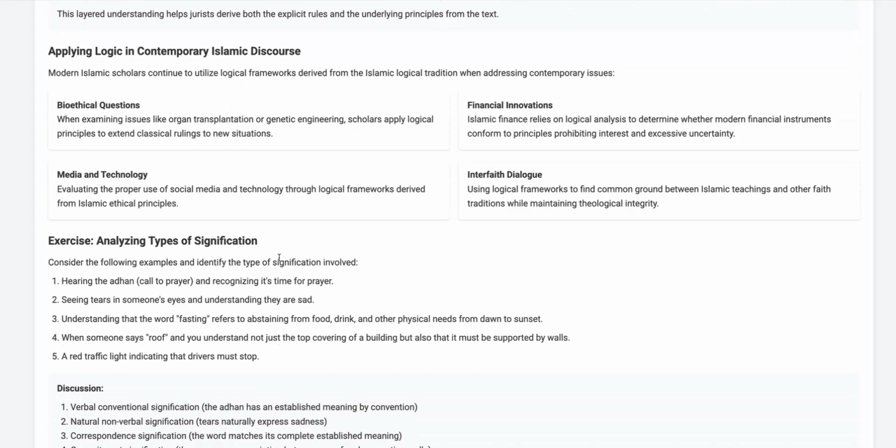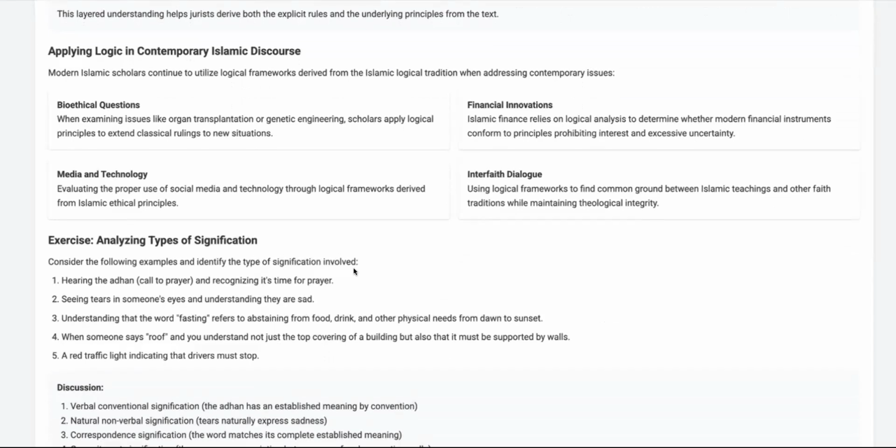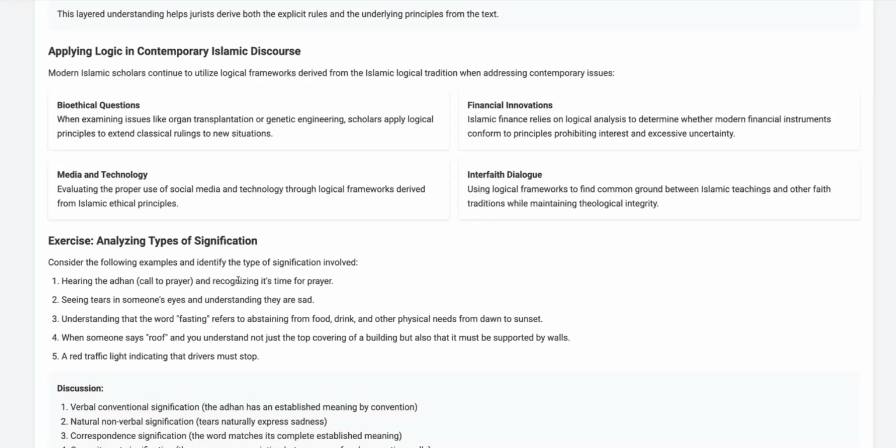So consider the following examples and identify the type of signification that's happening. You can write it in the comments box. If you're a Swiss student, this will be an assignment that you have to send to me. Hearing the adhan, call to prayer, and recognizing it's time for prayer. What kind of dalala is that?